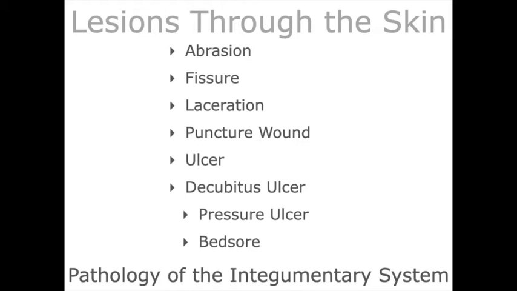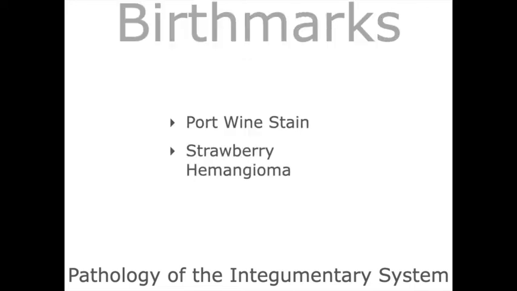A decubitus ulcer, also known as a pressure ulcer or bedsore, is an ulcerated area caused by prolonged pressure that cuts off circulation to a body part. Decubitus means lying down. A port wine stain is a large reddish-purple discoloration of the face or neck. This discoloration will not resolve without treatment. A strawberry hemangioma is a soft, raised birthmark. This dark reddish-purple growth is a benign tumor made up of newly formed blood vessels. These usually resolve without treatment by about age 7 years.